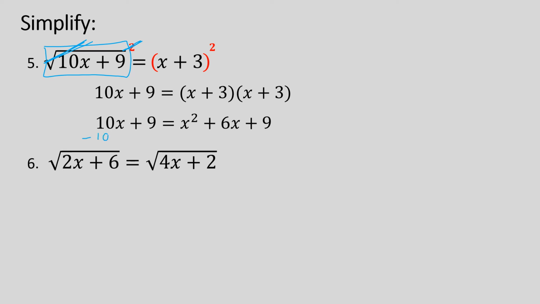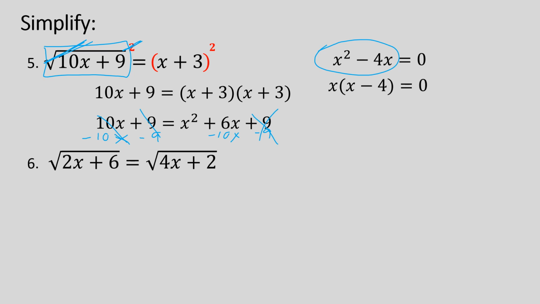Now let's move everything to one side. So I'm going to say minus 10x minus 9. So we end up with x squared minus 4x, and then that 9 canceled. So it's equal to 0. This we can take out a GCF, which is an x. x times x minus 4 equals 0. And then we can just split it up. x equals 0, x minus 4 equals 0. Solve both of them, and we get 4 and 0 as our solutions.